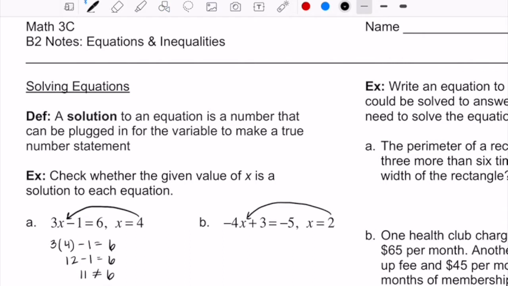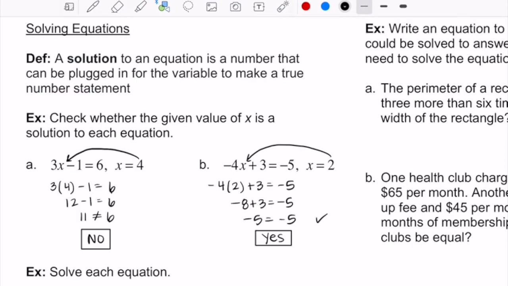And so in the next equation, we'll do the same thing. We're going to plug in the 2. And I'll simplify the left-hand side to see if it equals the right-hand side. So negative 4 times 2 is negative 8, and then negative 8 plus 3 is negative 5, and this is true. So the answer to this question is yes, 2 is a solution to this equation.